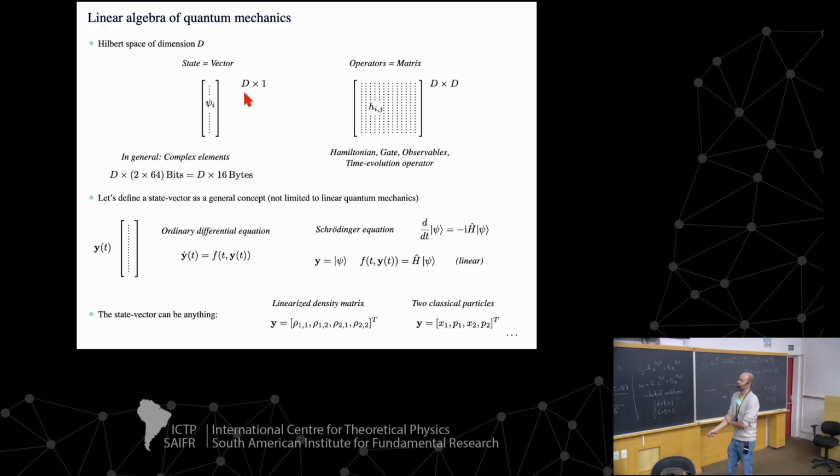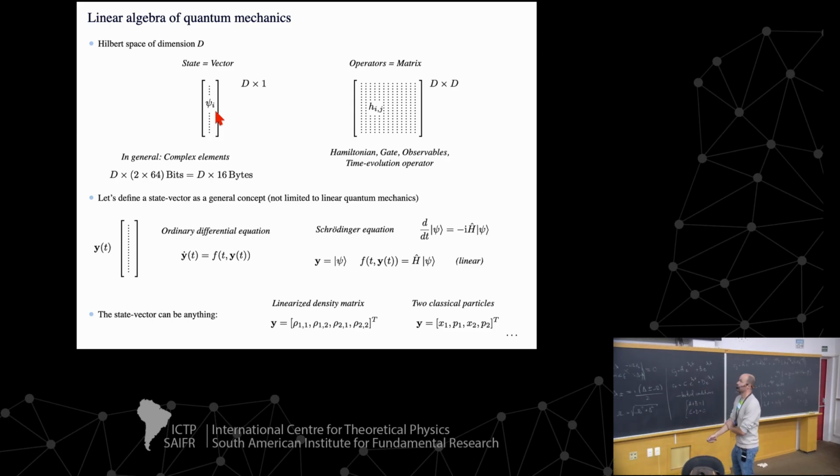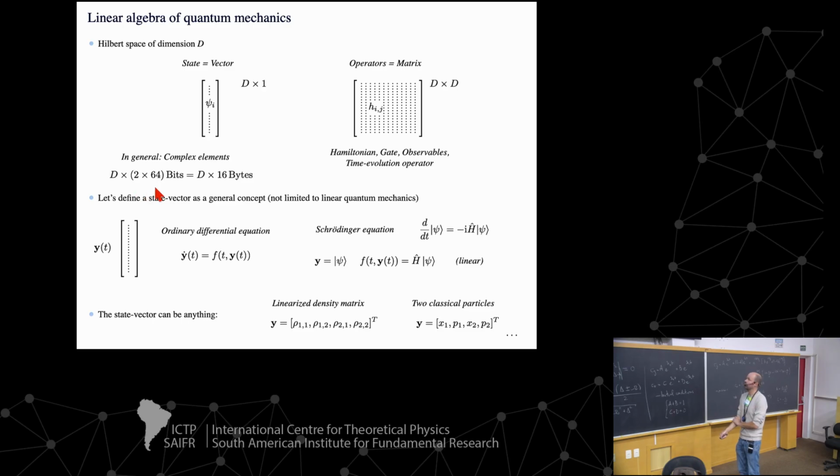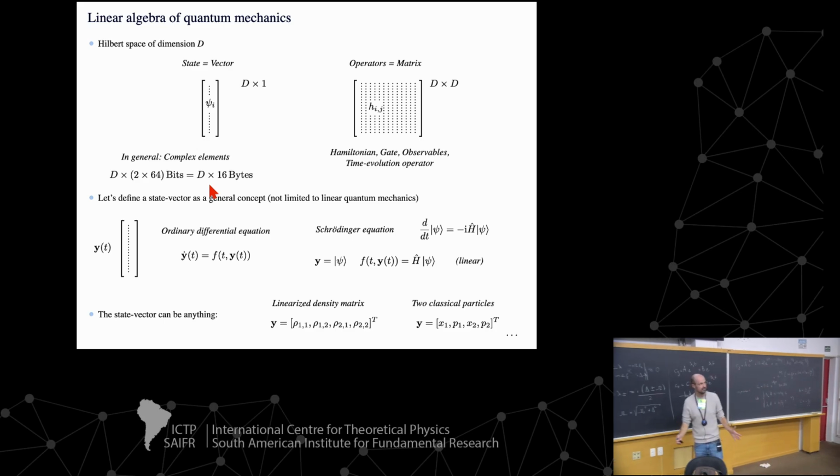And in general, if my Hilbert space has dimension D, then I have to take care that these are complex numbers. So I need to store the real part and the imaginary part, which means I need two double precision numbers if I want to do double precision. So it's then 128 bits, which is 16 bytes. So this is the memory that I need just to write down a vector for a Hilbert space of size D.